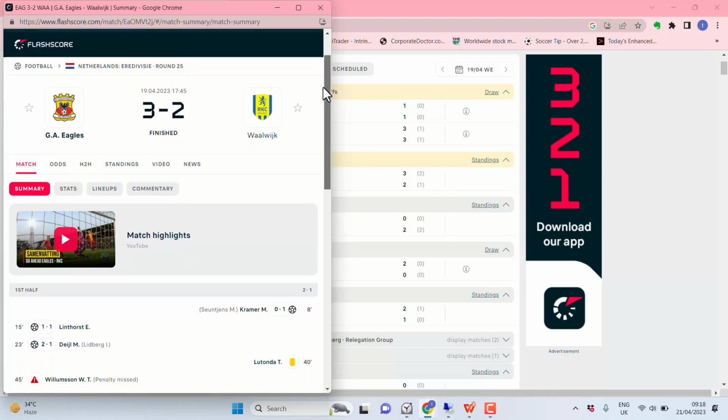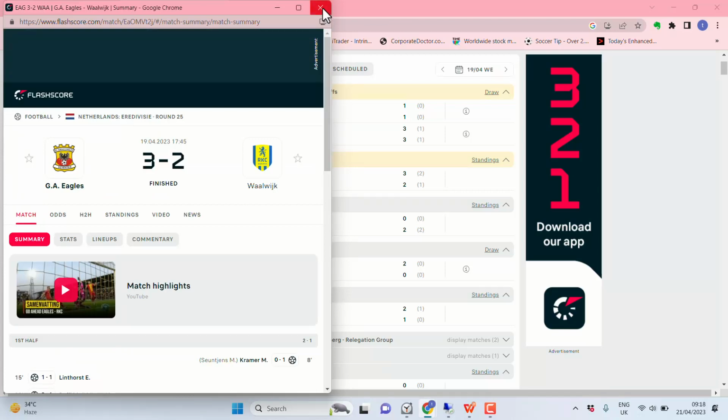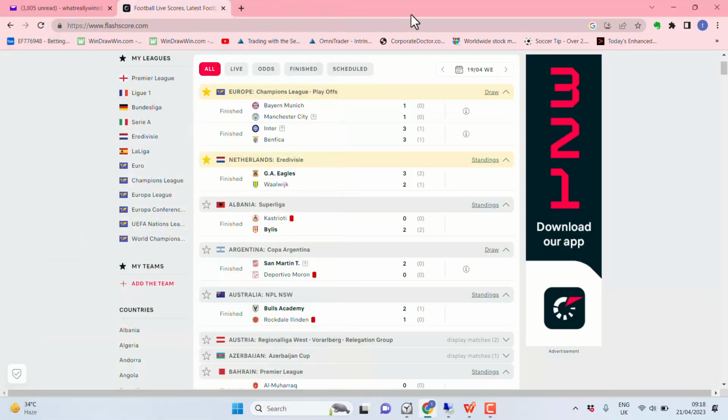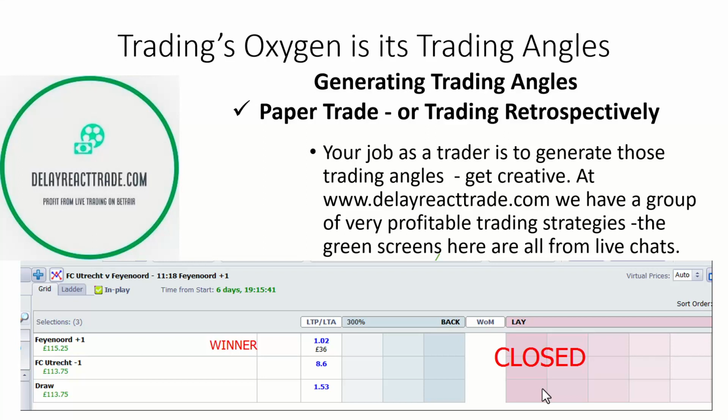Job done by half time. They could even afford to miss a penalty. Go ahead Eagles. So please use retrospective trading at flashscore.com. So do please get creative.